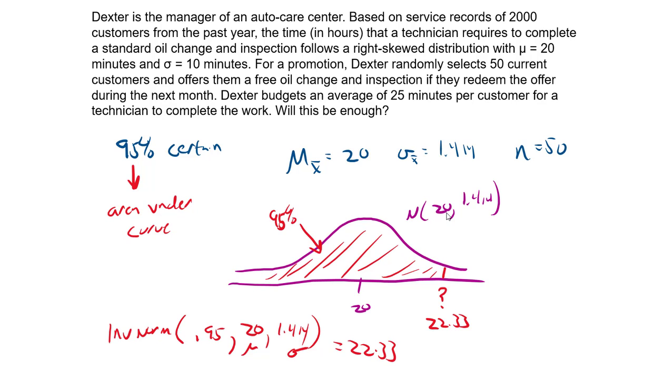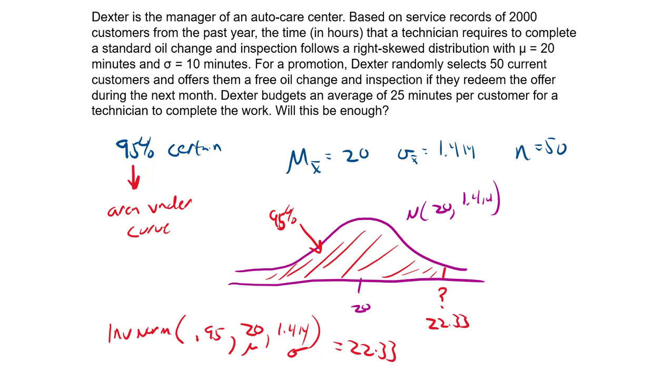So again, inverse norm is only used when you deal with area under the curve. They say you want to be 95% certain, 99% certain, 90% certain. They're giving you the area under the curve, and you have to find the data value that would represent that area.